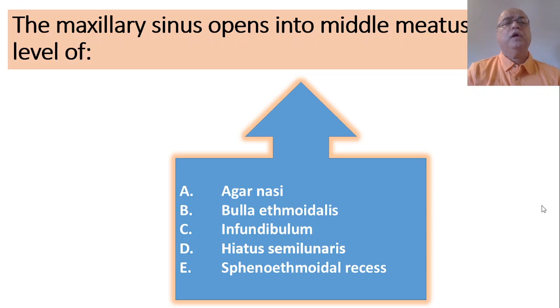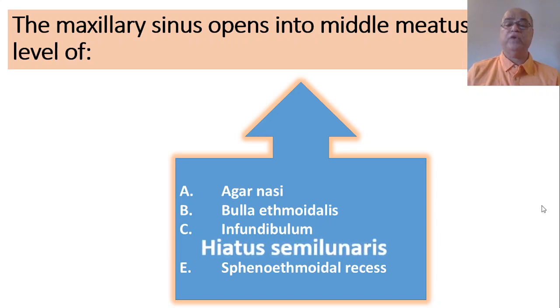So the maxillary sinus opens into the middle meatus, but as I told you, the middle meatus has an ostiomeatal complex. The ostiomeatal complex consists of the uncinate process, infundibulum, hiatus semilunaris, and bulla ethmoidalis. So out of all these, where does it open? In the middle meatus, it opens into what we call the hiatus semilunaris.